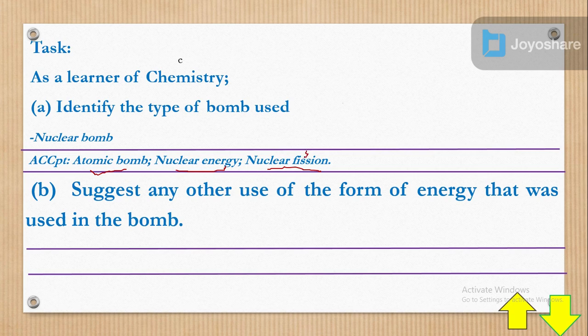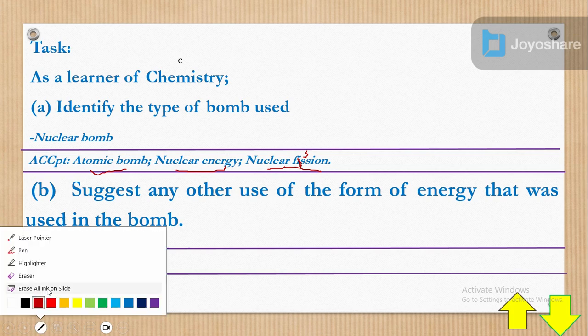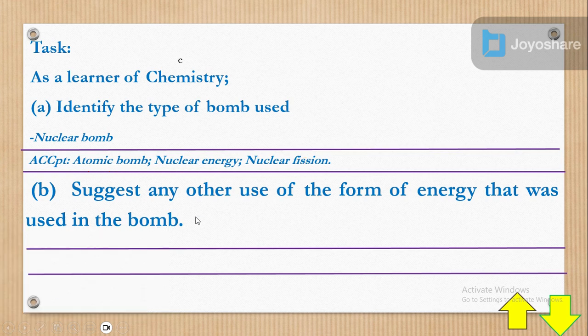Please take note of this. If a student used fusion, then that was wrong and not acceptable. So it is fission, not fusion, because fission means splitting. Of course, when they launched this bomb, it had to split and release the energy. So it is fission, not fusion. The students who said radioactive substance, not really acceptable, and they were not awarded the marks. So that's part A done.